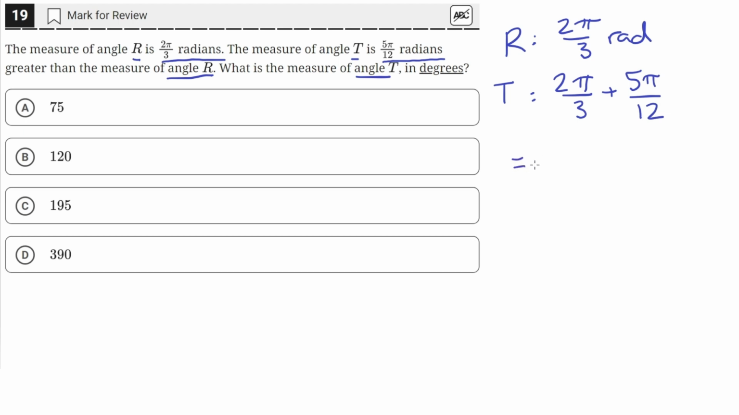So to add these fractions together, we just need to turn the denominator of the first fraction into 12. We can do that by multiplying this fraction by 4 over 4, which will give us an 8 pi in the numerator and 12 in the denominator. And we'll add that with 5 pi by 12, which will give us 8 plus 5 is 13. So 13 pi over 12.